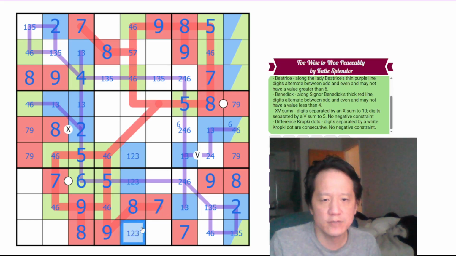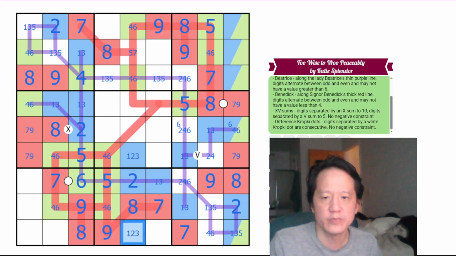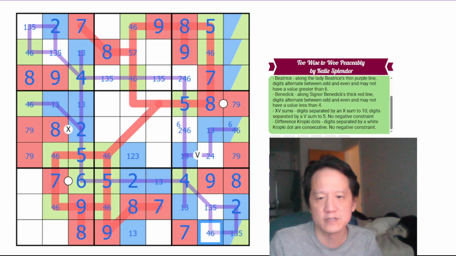1, 2, 3, 1, 2, 3. This is even, so it has to be 2 because it's next to an odd digit. This must be odd, so this is 1 or 3, which makes this a low. This can't be 2. This 1 or 3 is next to an even, so that's fine. 2, 4, and 6, but 2 and 6 are not available, so this must be 4, which is a middle digit. That makes this a 6, which is a middle digit.